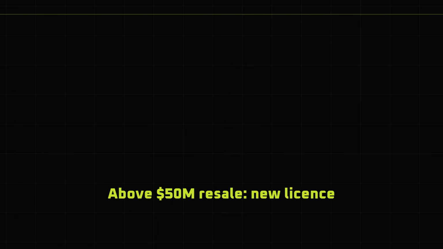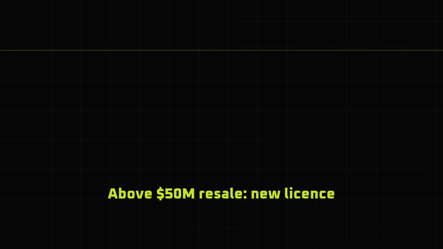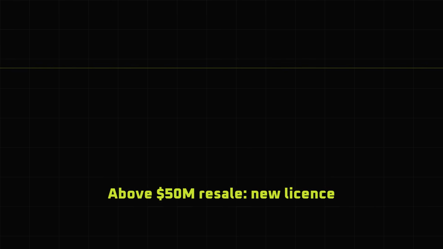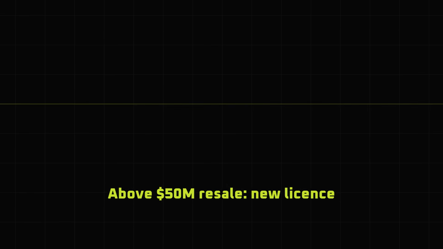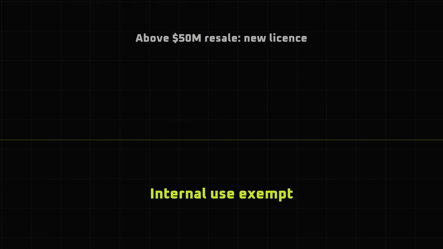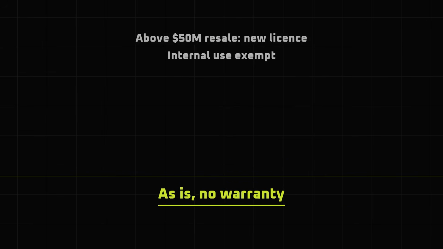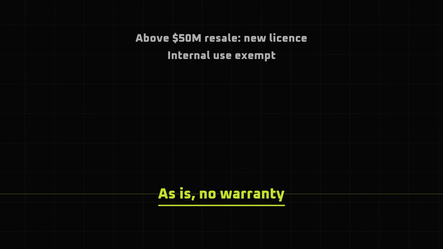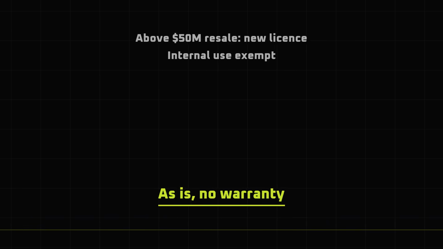Resell inference or ship an AI work assistant, and once group revenue passes $50 million in any 12 consecutive months, you need a separate license from Qwen before any commercial use. Internal use is exempt as long as the software, its outputs, and its capabilities never reach a third party. And all of it is provided as is, with no warranty of any kind. Free to run, free to sell, right up until it works.